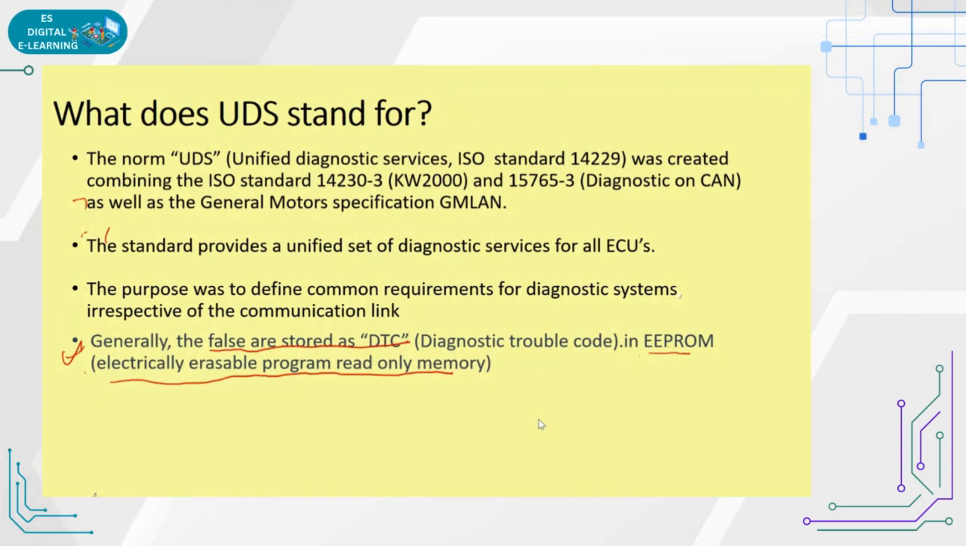So what does UDS stand for? It stands for Unified Diagnostic Services. It is unified, meaning it is a combination of both KWP and diagnostics on CAN. Whatever faults are available in the ECU will be stored in the form of diagnostic trouble codes. In which part of memory? It will be in the EEPROM memory, where we are reading the data.